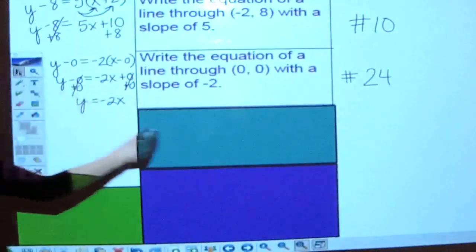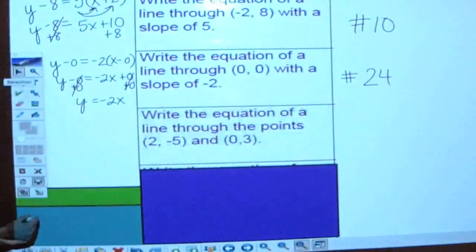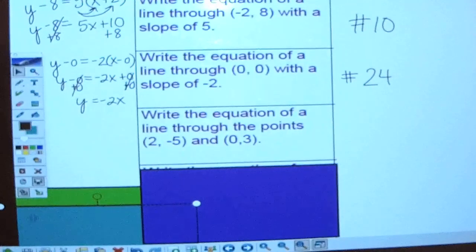Okay, next one. Is there a specific one we're looking for, like, does it have to be straight across? Oh, good question. How do you win this bingo? You have to get 5 in a row, diagonal, horizontal, or vertical.